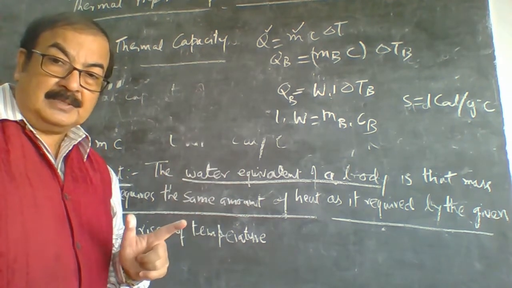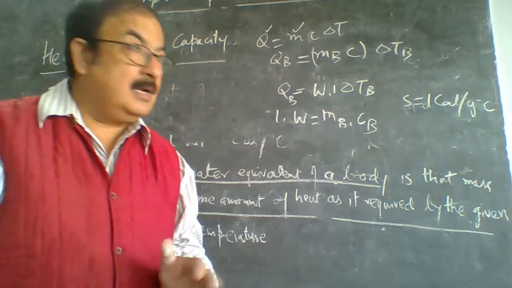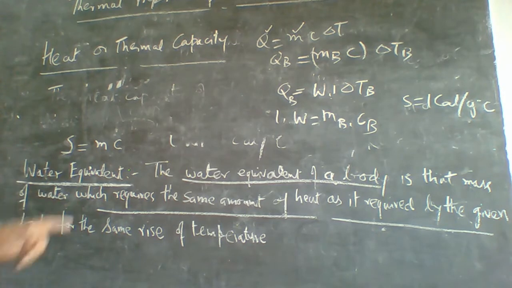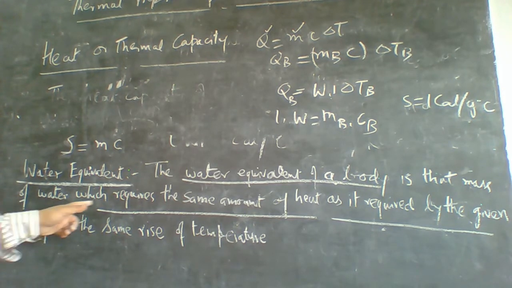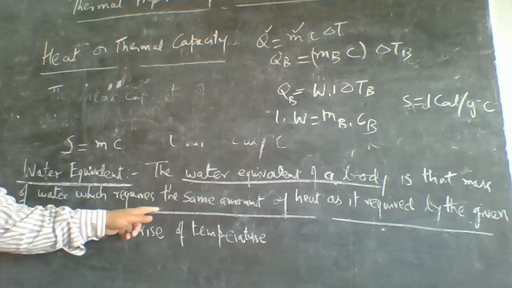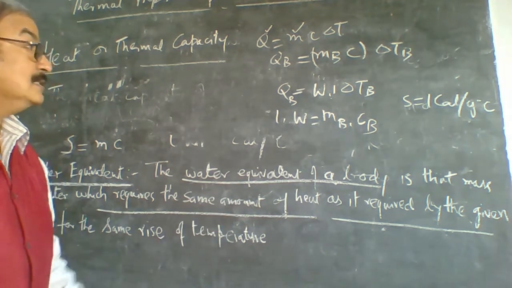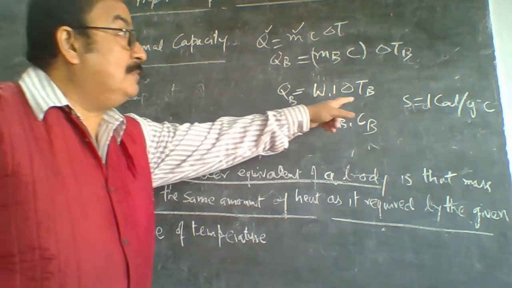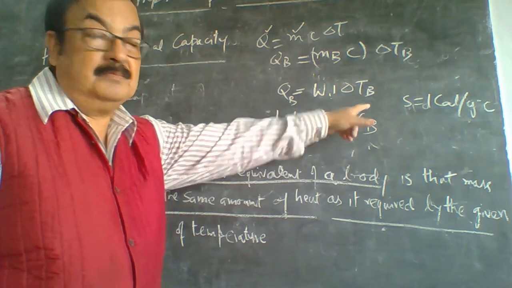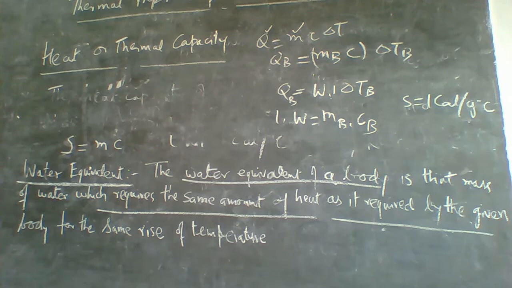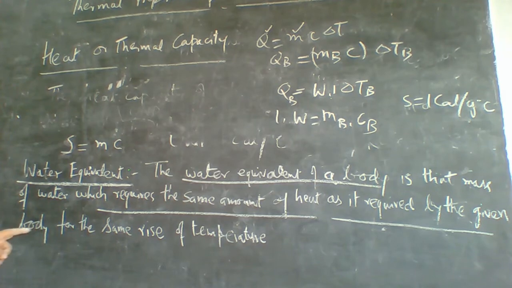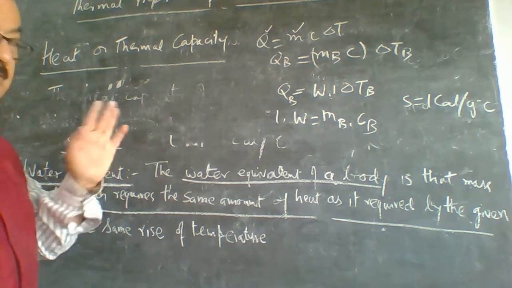I am again repeating. The water equivalent of a substance or body is that mass of water which requires the same amount of heat to raise the same temperature, the same amount of heat as is required by the given body for the same rise of temperature.